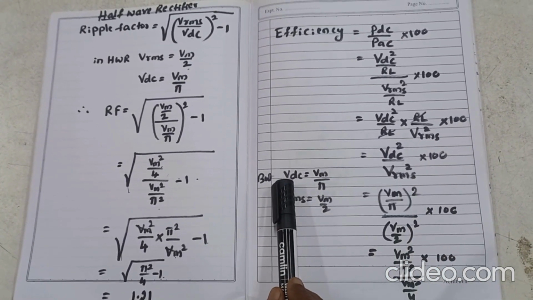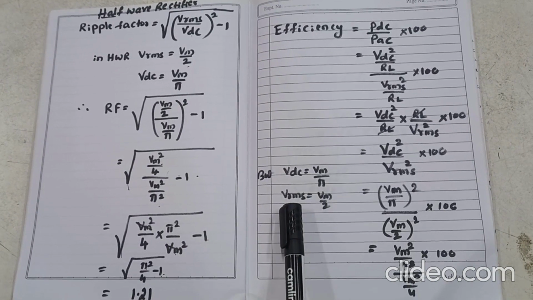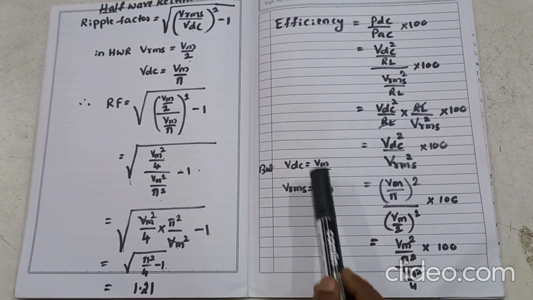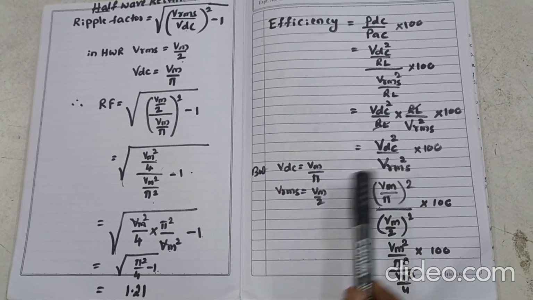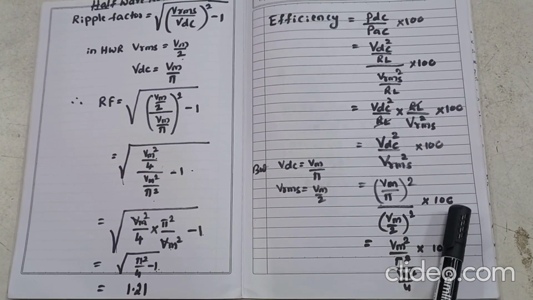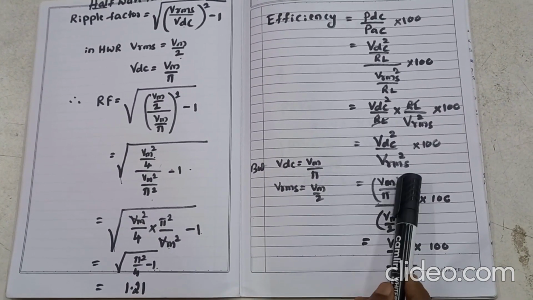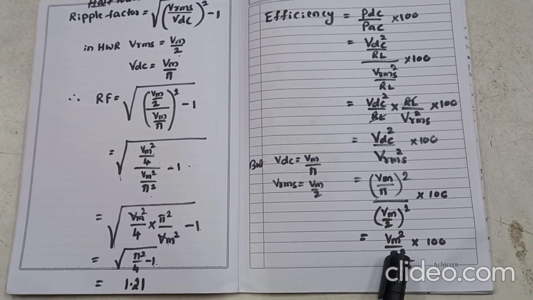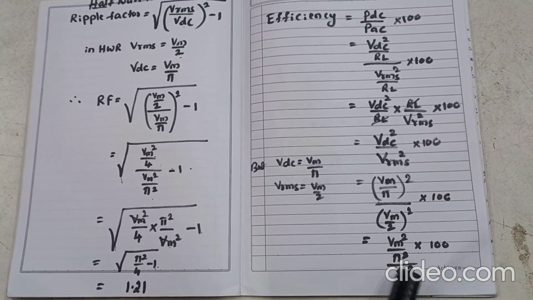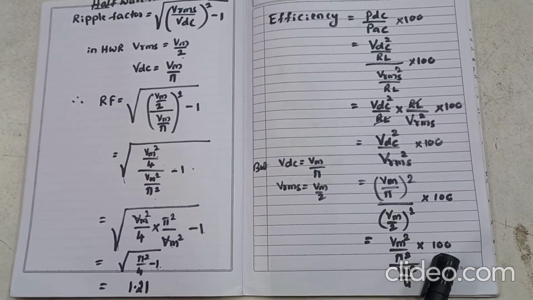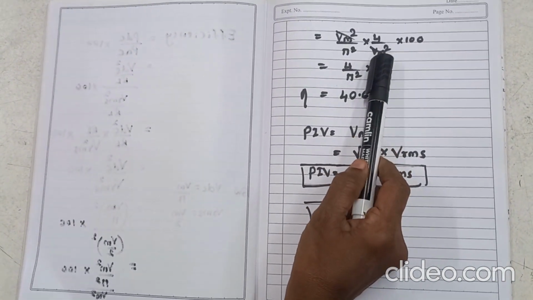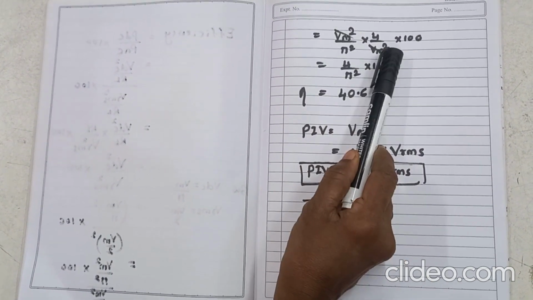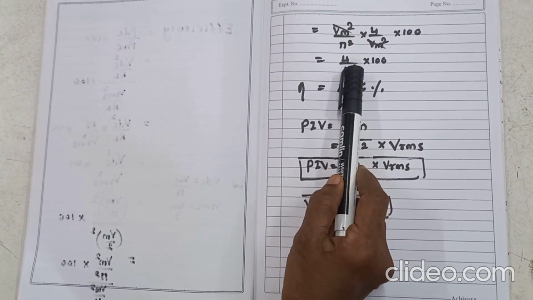But in half wave rectifier VDC is Vm by pi, Vrms is Vm by 2. So substitute these values in the formula. (Vm by pi) square divided by (Vm by 2) whole square into 100. So Vm square by pi square, and Vm by 2 whole square is Vm square by 4, into 100. So Vm square by pi square, 4 divided by Vm square, Vm square cancel each other. Answer is 4 by pi square into 100.